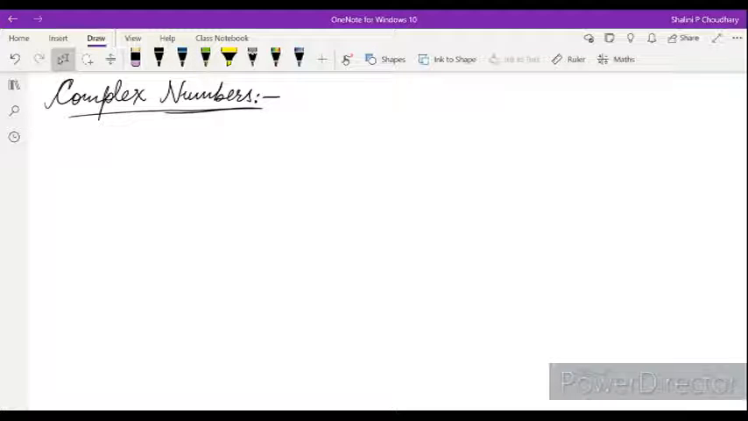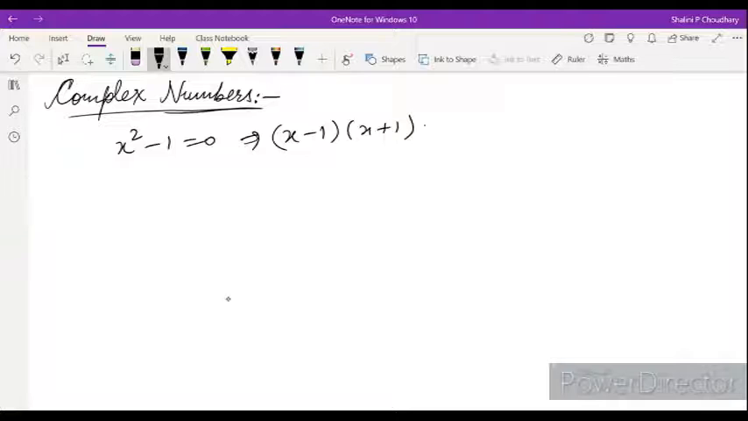So we'll take one quadratic equation. If x square minus 1 is equal to 0, what will be the value? Since it is a quadratic equation, there will be two values of x. So (x minus 1) into (x plus 1) is equal to 0. So the two values of x will be 1 and minus 1. So we can say x is equal to plus minus 1.